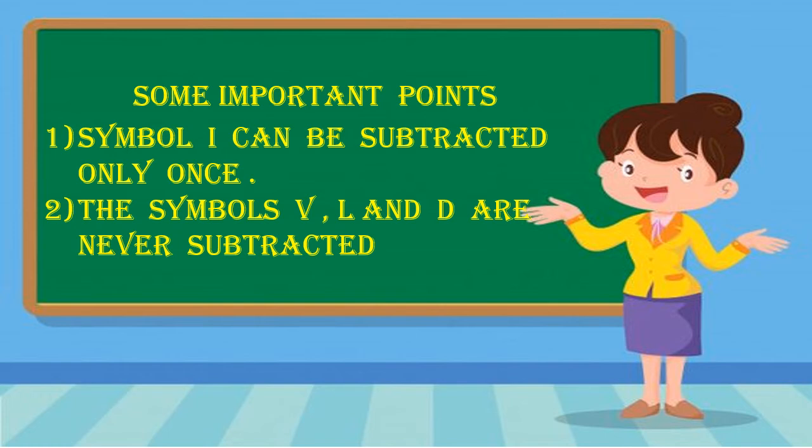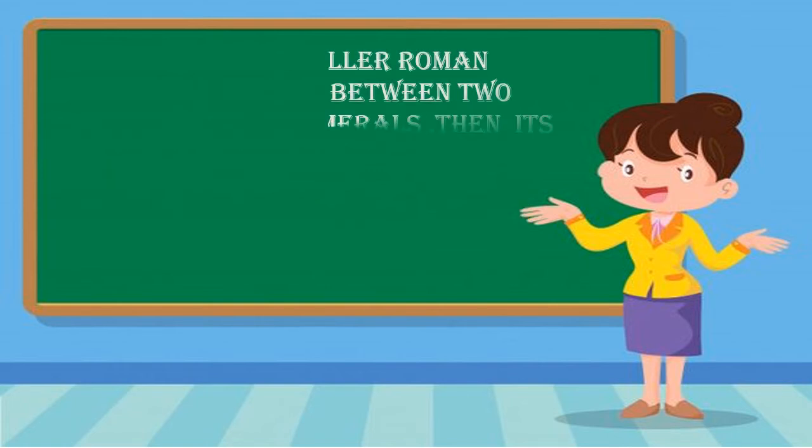There are some important points that you should remember after Rule 3. Point 1. Symbol I can be subtracted only once. Point 2. The symbols V, L and D are never subtracted.